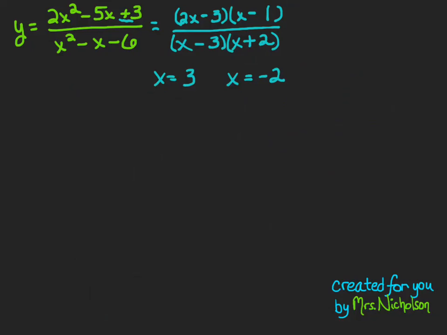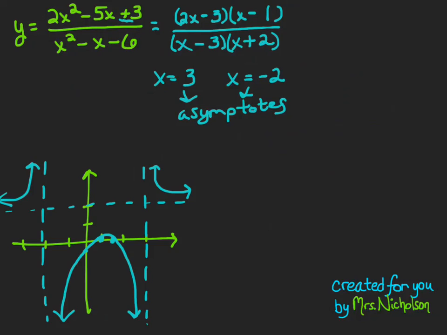And neither of those factors are repeated in the numerator. Neither one cancels out. And so that means that they're both going to be asymptotes at x equals 3 and at x equals -2. And so the graph of this function would look like this. Notice that we have an asymptote at x equals -2, and then also an asymptote at x equals 3. And for this graph, there are no holes because neither of the factors canceled out.